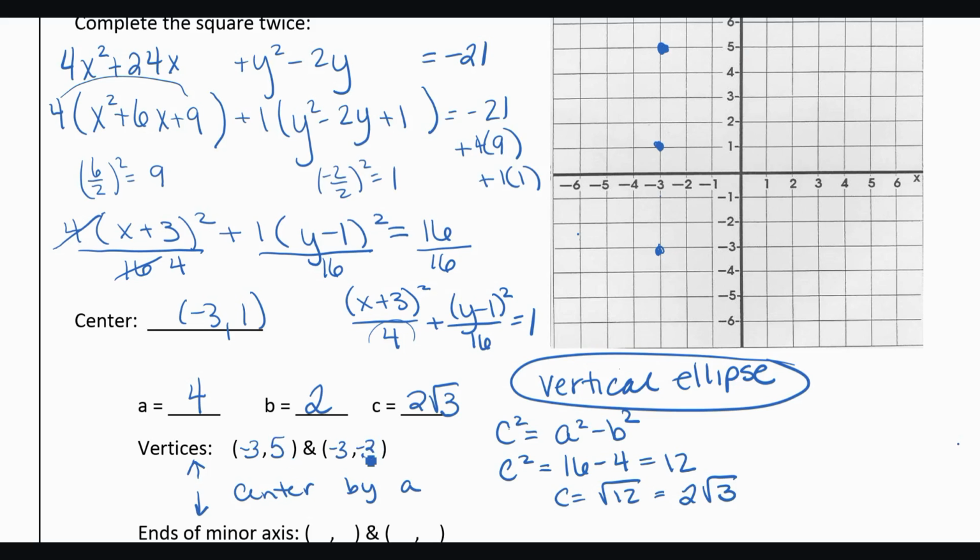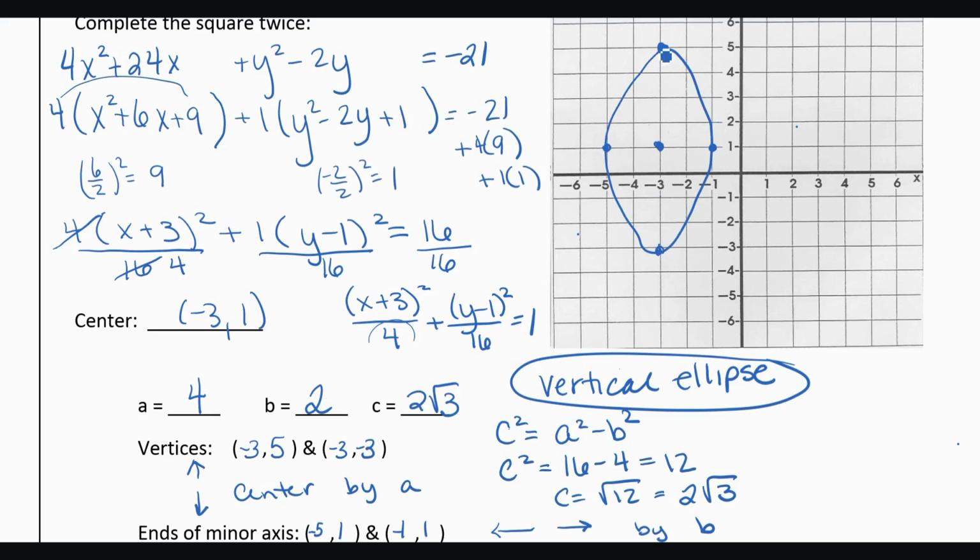Okay, the endpoints of our minor axis, since this is vertical, we're going to go left and right by b. So our b is 2, so from the center we're going to go right 2 and left 2. Now notice those will have the same y coordinate as the center. So this is at negative 5, 1 and negative 1, 1. Okay, so we can sketch our ellipse.